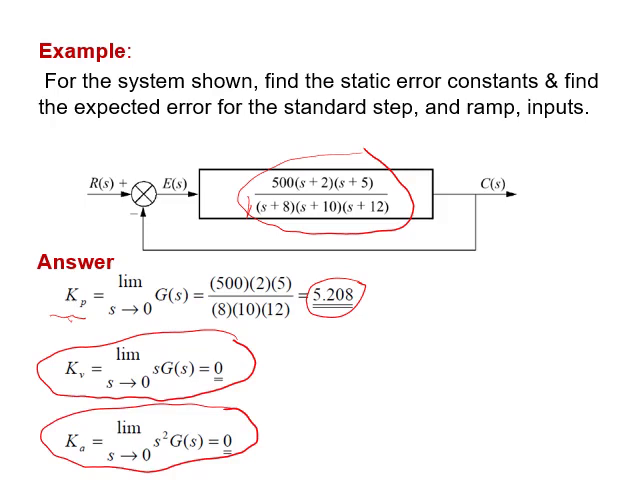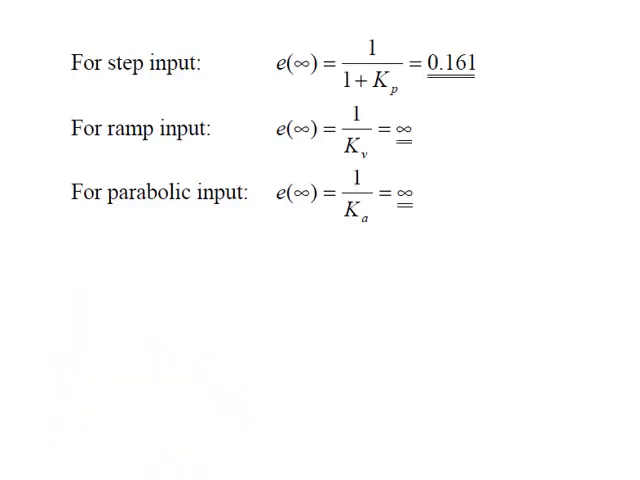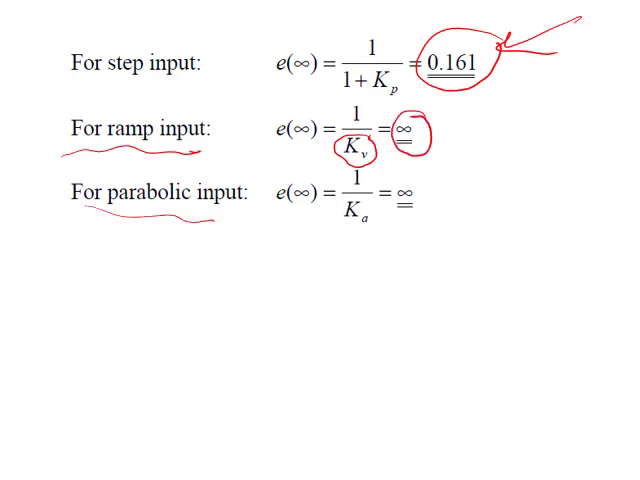Now, if I want to calculate the error, it is here. This is 1 over 1 plus Kp, which is equal to a finite value. Actually, I know that it's finite before we start, because there is no integrator in G(s), so the answer will be a finite value. And when the input is ramp, we found that Kv equals 0, which means the error equals infinity. Similarly, for the parabolic, Ka equals 0, which gives me an error of infinity.